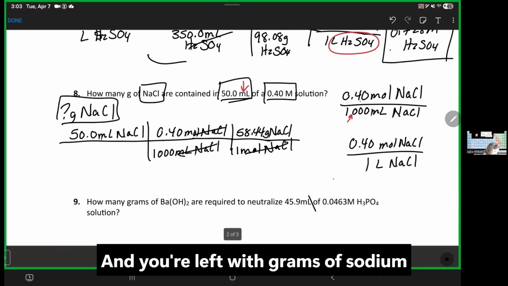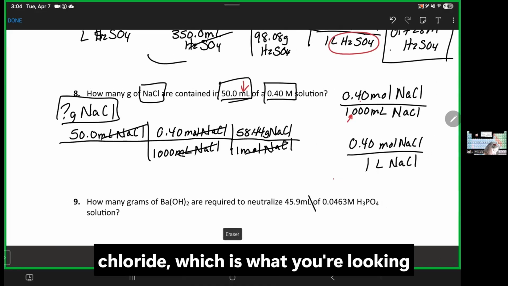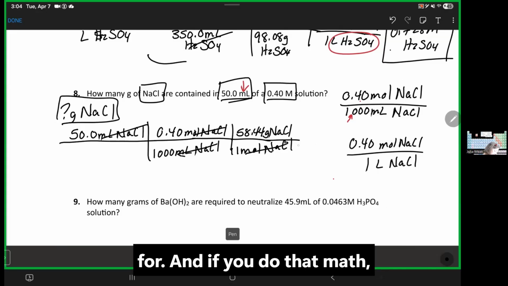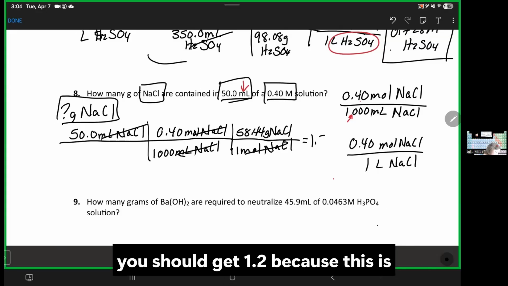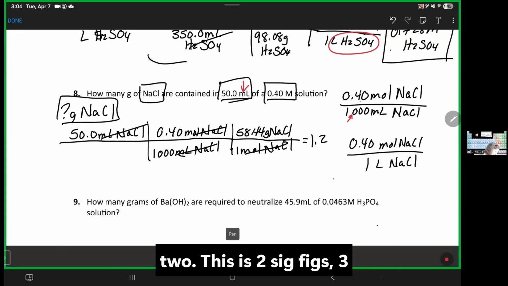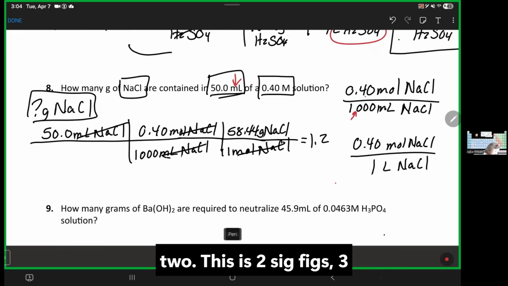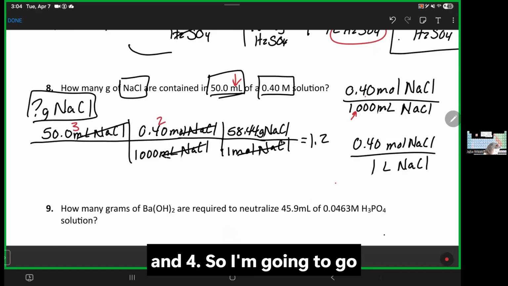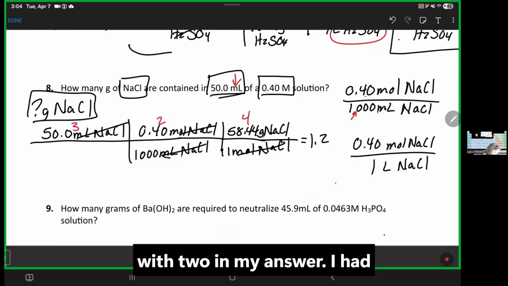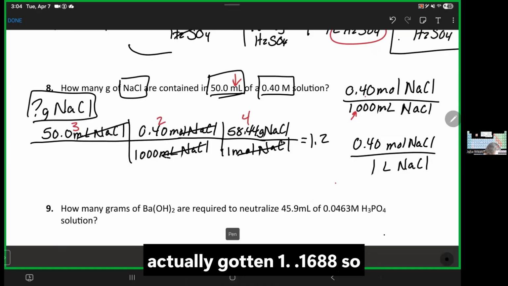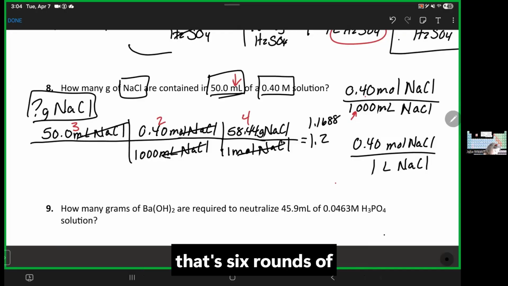And you're left with grams of sodium chloride, which is what you're looking for. And if you do that math, you should get 1.2, because this is two sig figs, 3 and 4. So I'm going to go with 2 in my answer. I'd actually gotten 1.1688. So the 6 rounds it up. So 1.2 grams of sodium chloride.